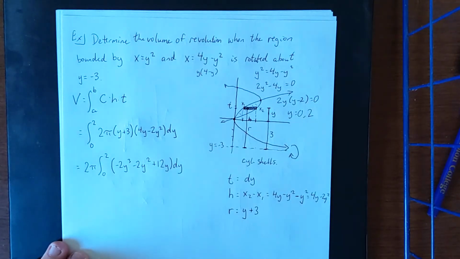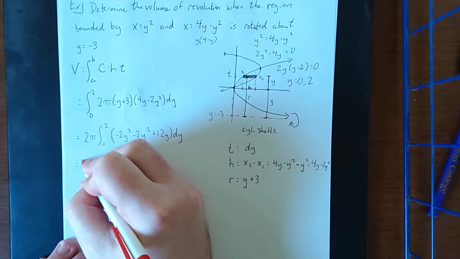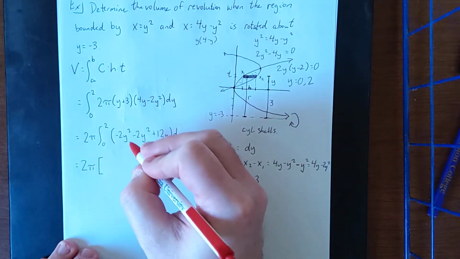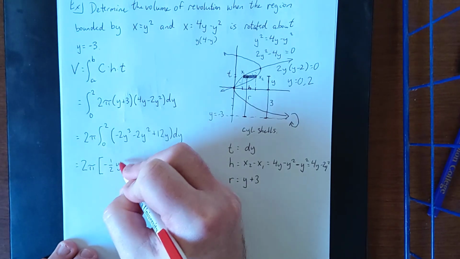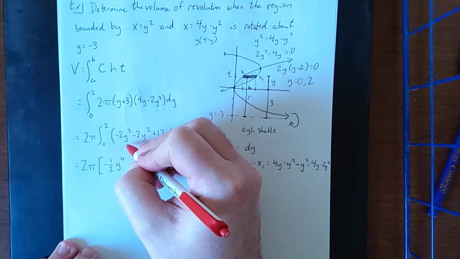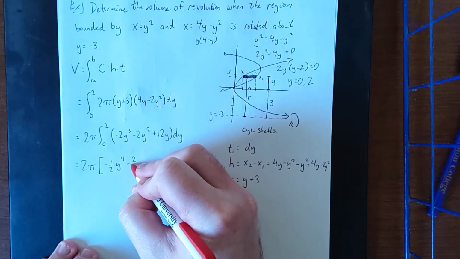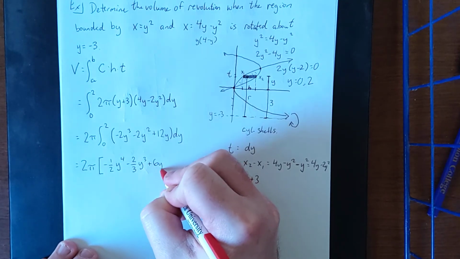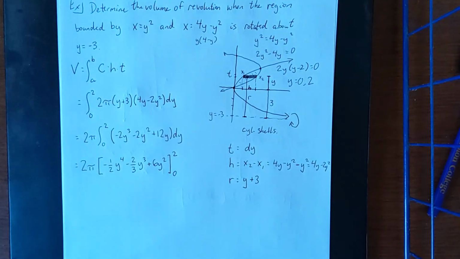Now that we've expanded, next thing for us to do is going to be to actually evaluate. We'll be using the power rule for this. All right, so power of y goes up, and we divide by the new power. Y to the 4th over 4 multiplied by negative 2 will give us a negative 1/2. For the next term, we'll see minus 2/3 y cubed. And finally, plus 6y squared down at the end. This will be going from 0 to 2.